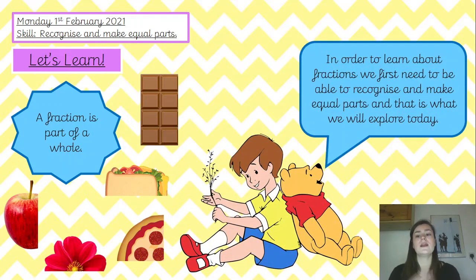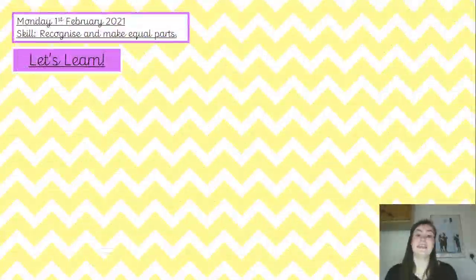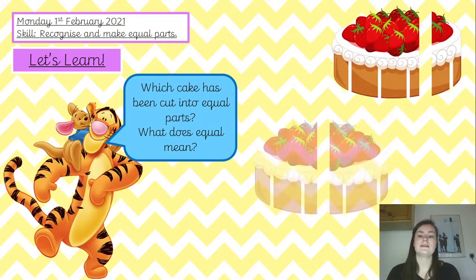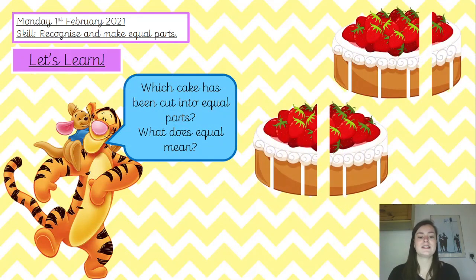So in order to learn more about fractions, we first need to be able to recognise and make equal parts, and that is what we will be exploring today. So just like we made equal groups with division, now we're going to be making equal parts. So I'd like you to have a look at these cakes. Which cake has been cut into equal parts? And I want you to pause the video to have a discussion about what does equal mean. So pause the video and discuss those 2 questions.